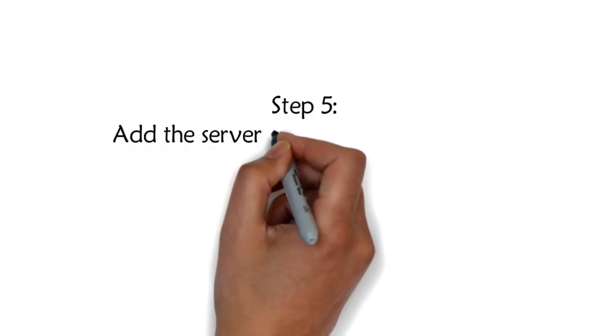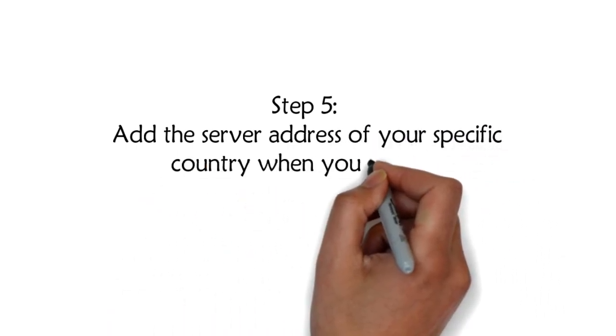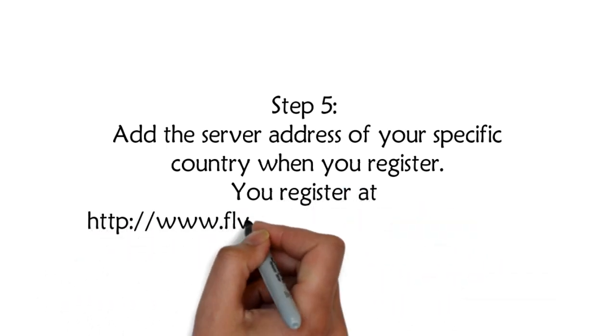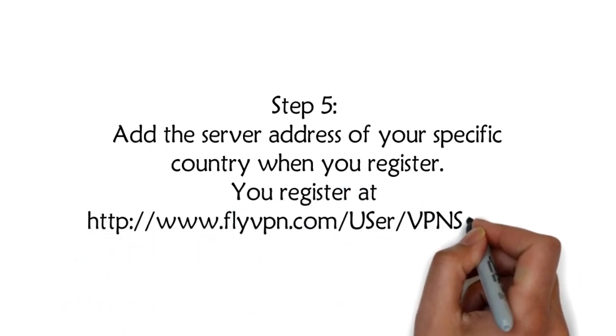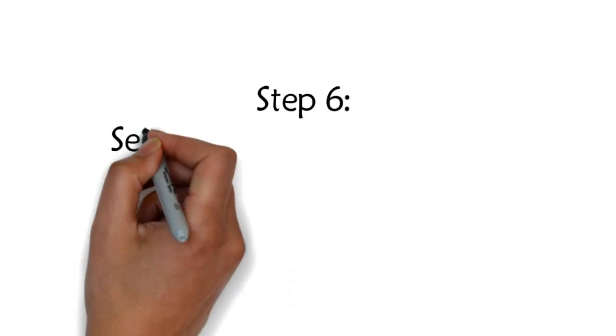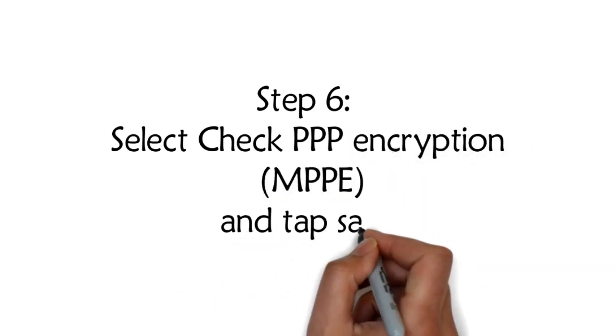Step 5. Add the server address of your specific country when you register. You register at http://www.fly.com/user/servers. Step 6. Select Check PPP Encryption, MPPE, and tap Save.